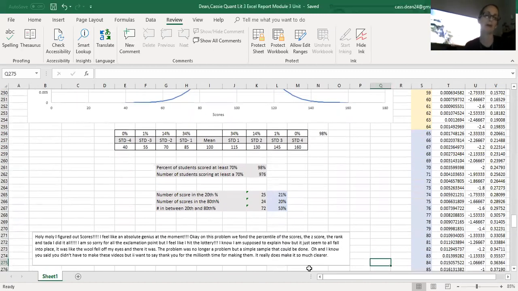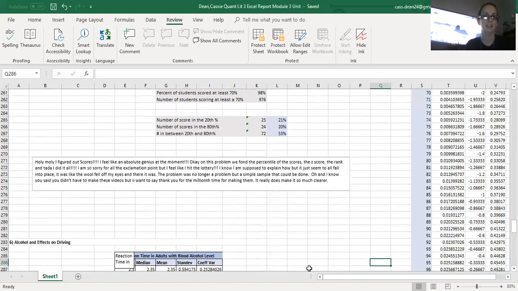See, look, I even put, holy moly, I figured out z-scores. I put 1,000 exclamation points. I even apologize for putting 1,000 exclamation points, but you have no idea. I've fought trying to figure out z-scores for I don't even know how long. I know, I'm crazy today. It's been kind of a crazy week.